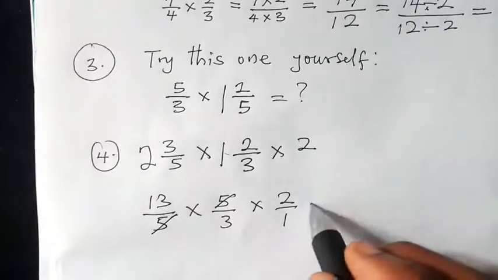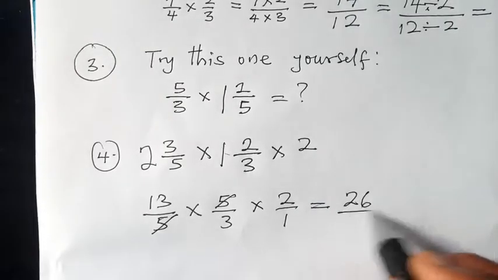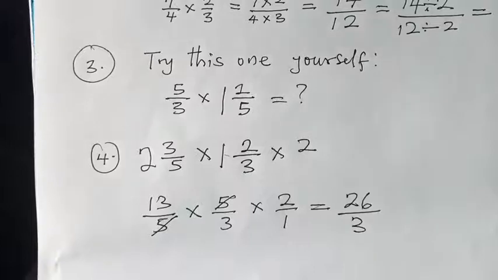So which one can divide? 5 can cancel out 5. You know what I mean by cancelling. 5 divided by 5. They will all cancel. Then 13 times 2 is 26. Then 3 times 1 is 3. We can make it a mixed number, but let's move on because I treated mixed number.